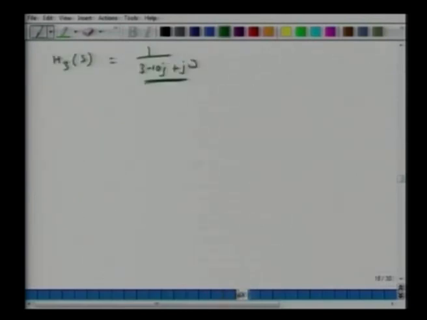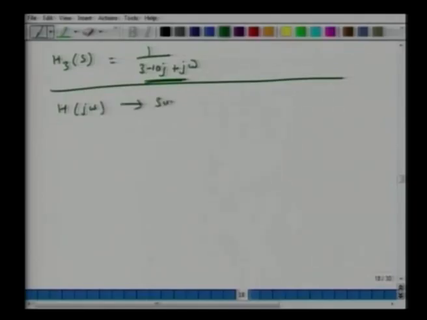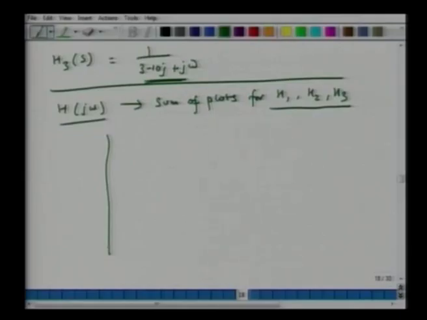So my next step is to construct a final plot, H of j omega, which is essentially a sum of plots for H1, H2, H3. So if I have to construct a Bode magnitude plot for H, it is essentially a sum of Bode magnitude plots for H1, H2 and H3. And that curve looks something like this.